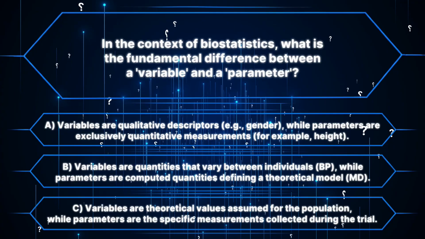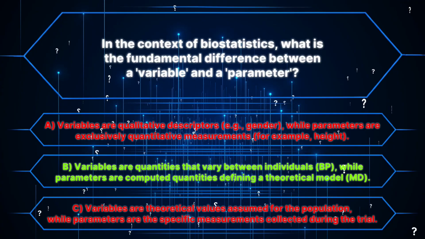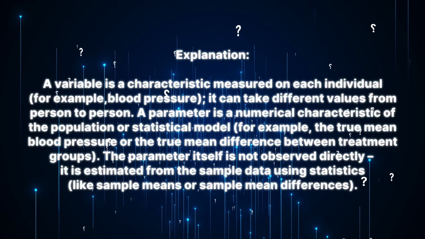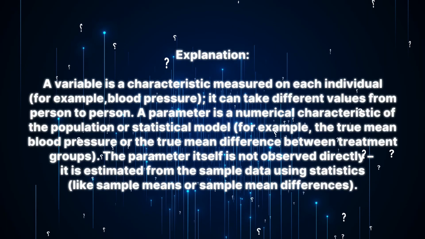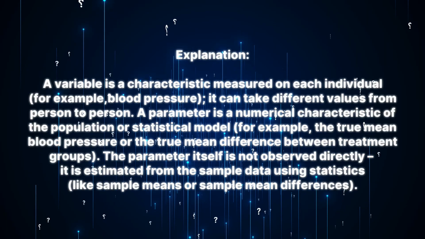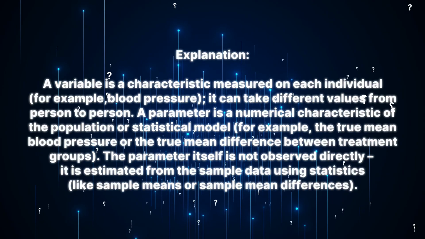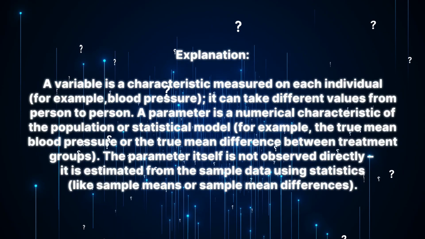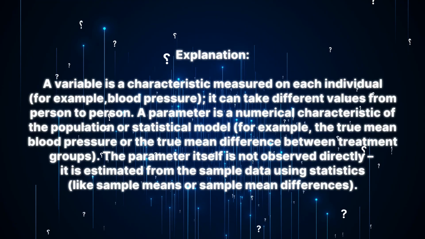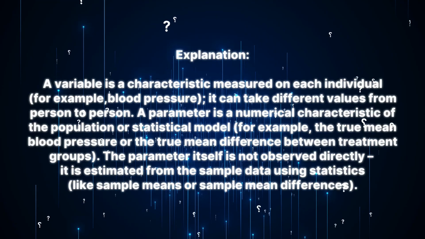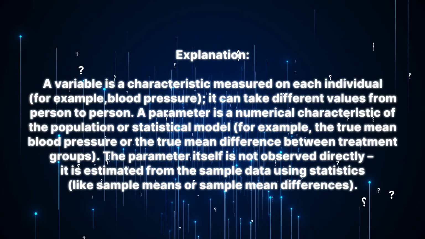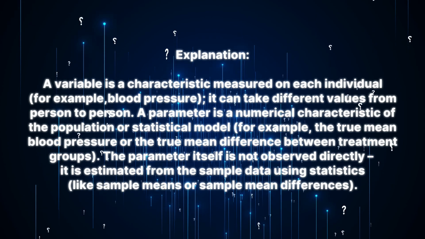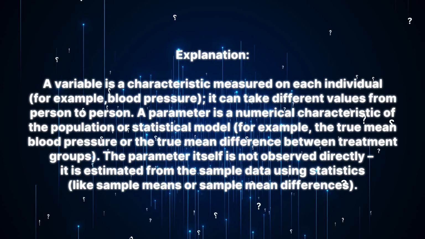And the correct answer is B. A variable is a characteristic measured on each individual, for example, blood pressure. It can take different values from person to person. A parameter is a numerical characteristic of the population or statistical model, for example, the true mean blood pressure or the true mean difference between treatment groups. The parameter itself is not observed directly. It is estimated from the sample data using statistics, like sample means or sample mean differences.